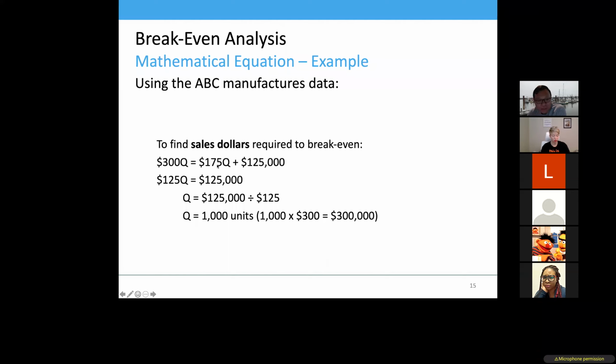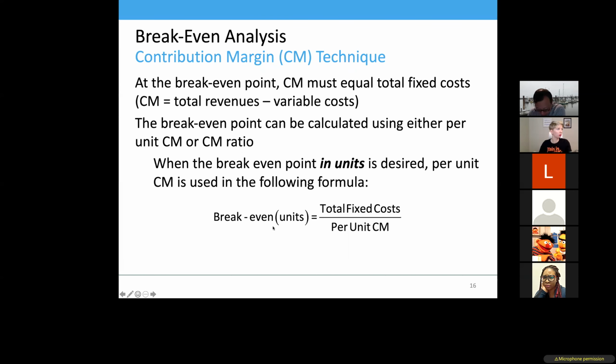So you move the 175Q to the other side of the equation. You get 125Q equals 125,000. When you solve it, you divide by 125 on both sides. So your Q equals 1,000 units. Is that clear? This is high school stuff, right? So that's the break-even point in units of sales, 1,000 units. Any question?